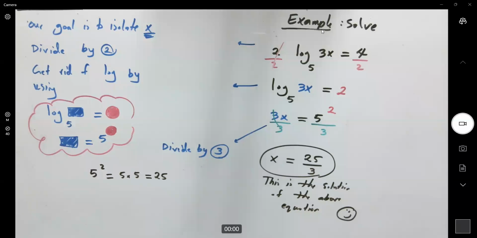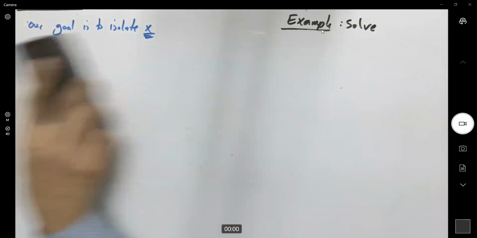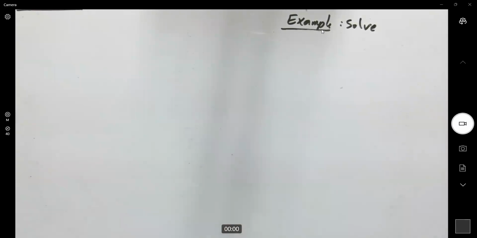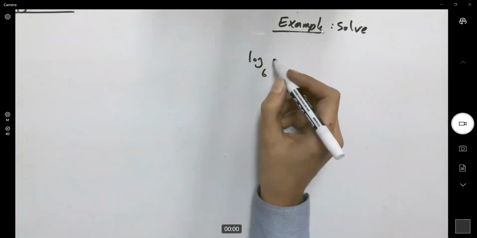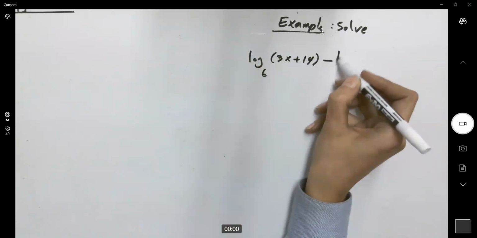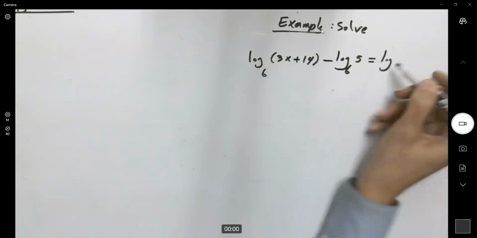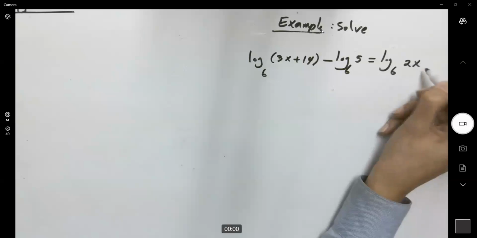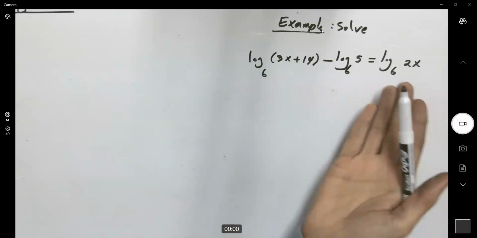Let us solve another equation. Step by step, I'll show how it works. The question says, solve this: log with base 6 of 3x plus 14, minus log with base 6 of 5, equals log with base 6 of 2x. Wow, I have a lot of logs here.